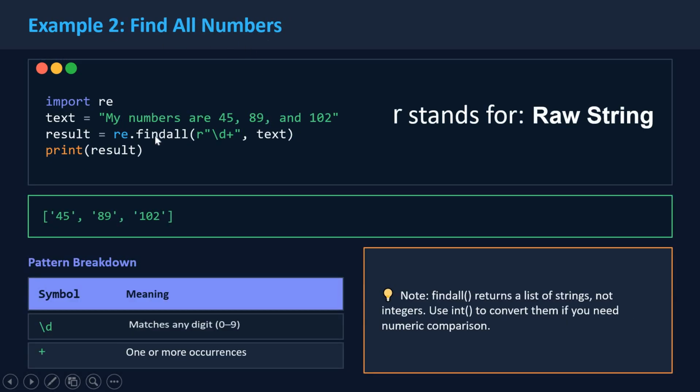Now, find all the numbers. I have some strings, and on those strings I need to know how many numbers we have. For that we use the findall function. Findall returns a list of strings, not integers, so it returns the string format only, whichever numbers it finds. Here we are checking with findall. What will it check? Backslash d. Backslash d will check only the numbers, so backslash d plus.